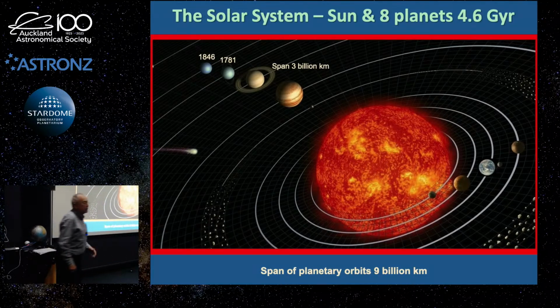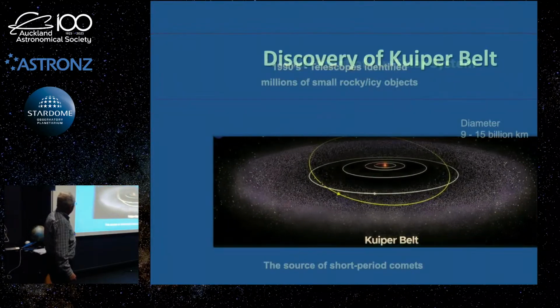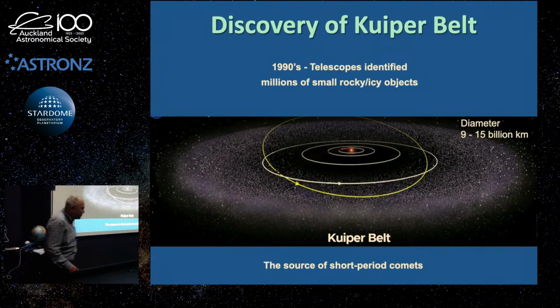So there was Neptune, which was going out to 9 billion. So suddenly it took another 3 billion kilometre increase in span. The solar system took another big jump, way out to a span now of 9 billion kilometres. So that's the span of the planetary orbits of the solar system. And then in the 1990s, a whole new generation of telescopes came into commission. The 8-metre, the 10-metre diameter telescopes. And suddenly they could start seeing further out into the solar system.